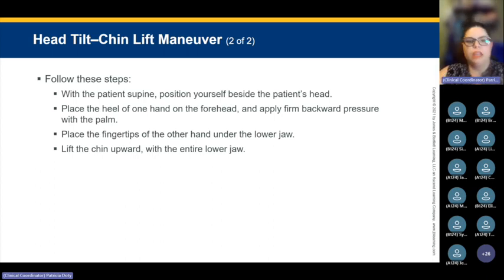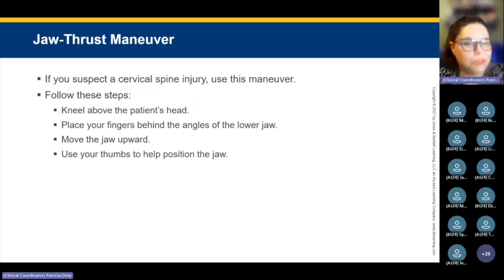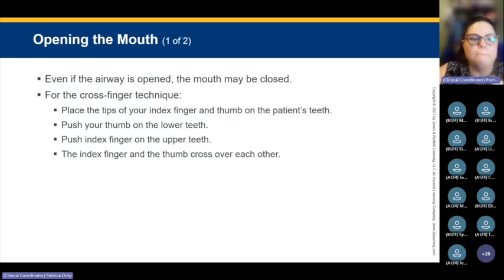Once again, we're thinking about, hey, there's trauma involved, maybe some C-spine injuries involved. We're going to do our jaw thrust maneuver. This is when we kneel above the patient's head. We're going to place our fingers behind the angles of the lower jaw, and you're going to thrust or move that jaw upward. Use your thumbs to help position the jaw.